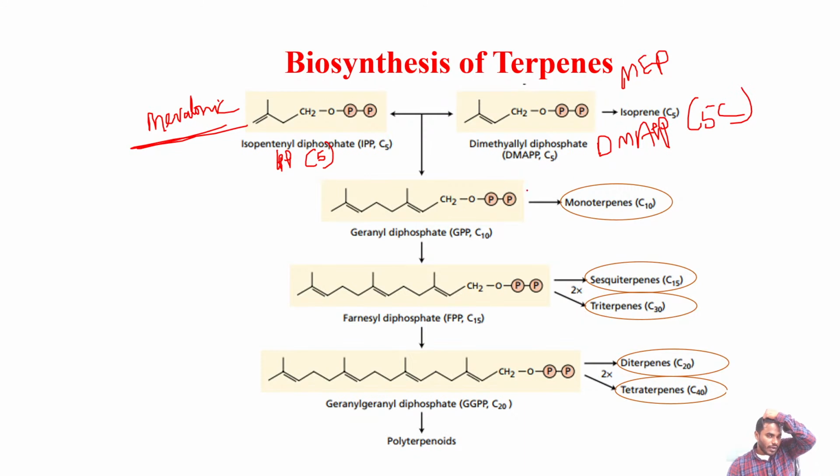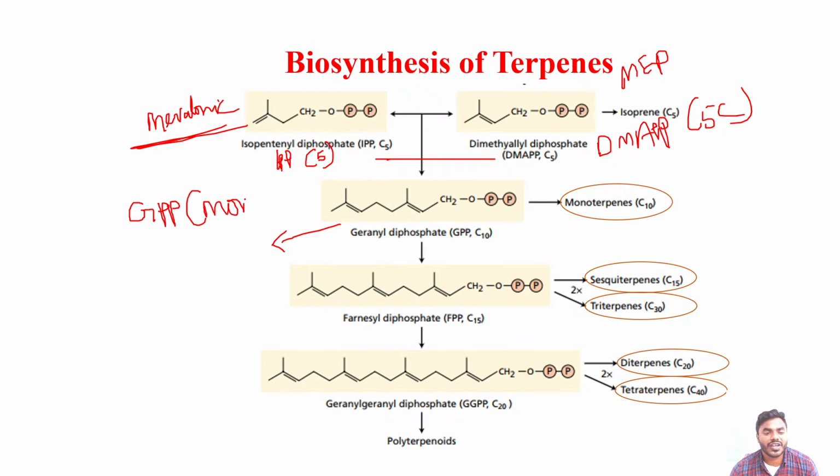So friends, now using these two, we are going to synthesize the terpenes. When these two isoprene units are combined together, we get the monoterpene. This is what every student has to remember from the exam point of view. The example of the monoterpene is GPP.